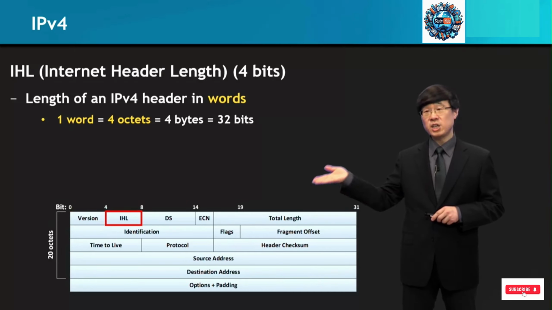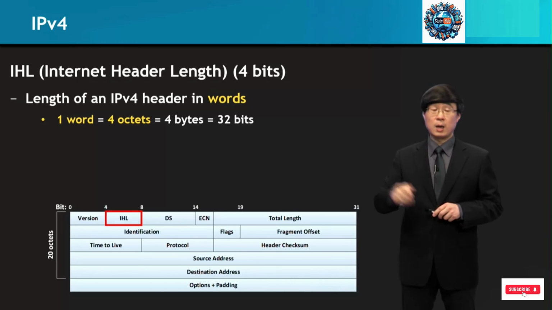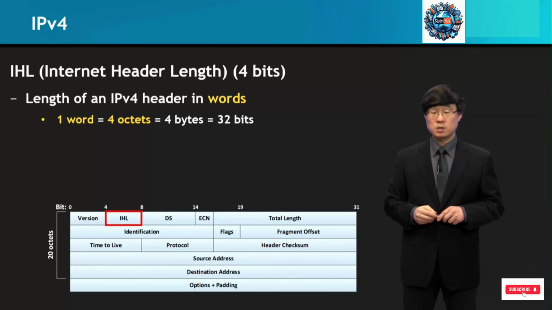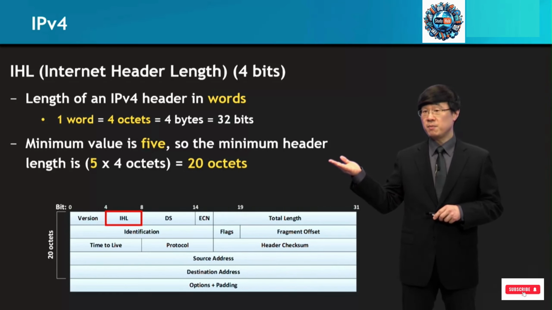Then there's the IHL, which is the Internet Header Length, and that's 4 bits. It's the length of an IPv4 header in words. And one word here is 4 octets, which is 32 bits. The minimum value is 5. So the header minimum length is 20 octets.